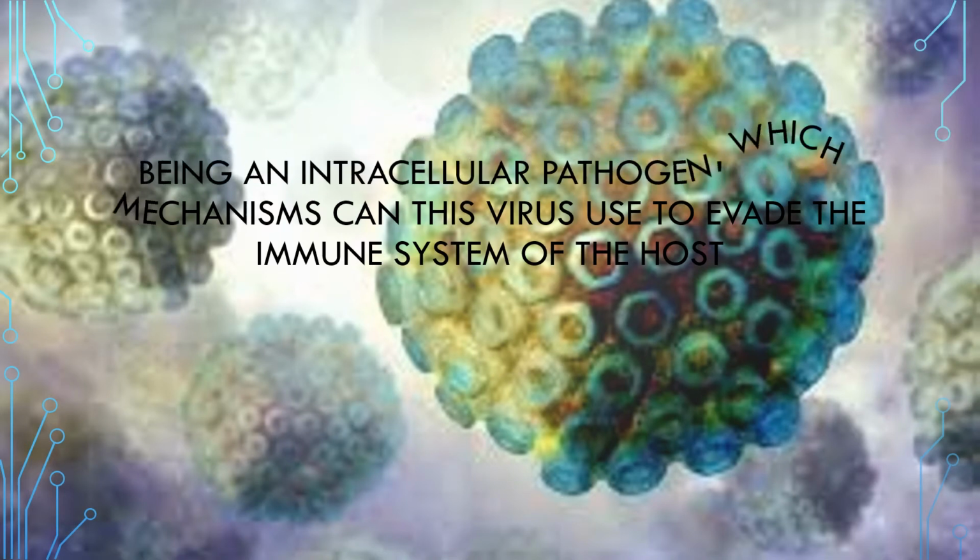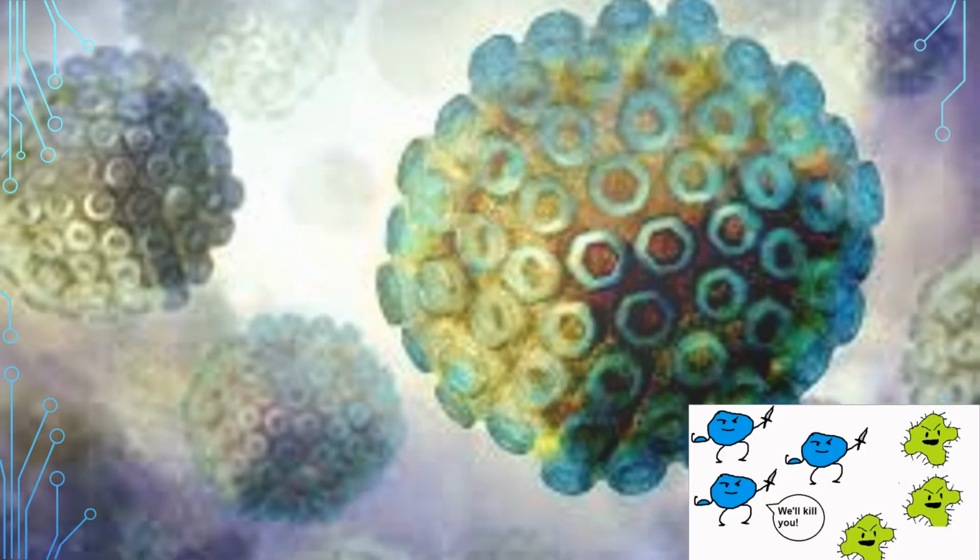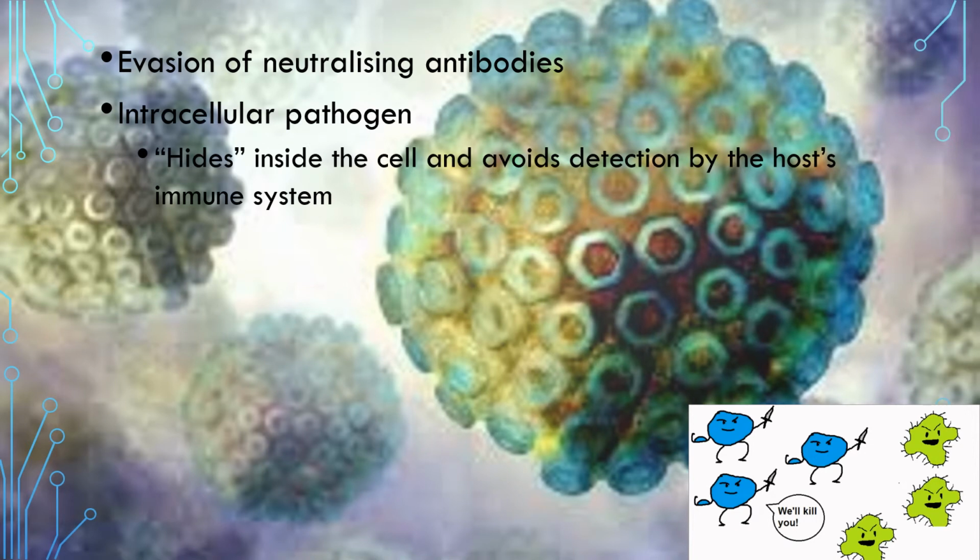Being an intracellular pathogen, which mechanisms can this virus use to evade the immune system of the host? The Rift Valley fever virus is able to escape the immune system via the evasion of neutralizing antibodies. Neutralizing antibodies defend a cell from an antigen or an infectious body by neutralizing any effect it has biologically.